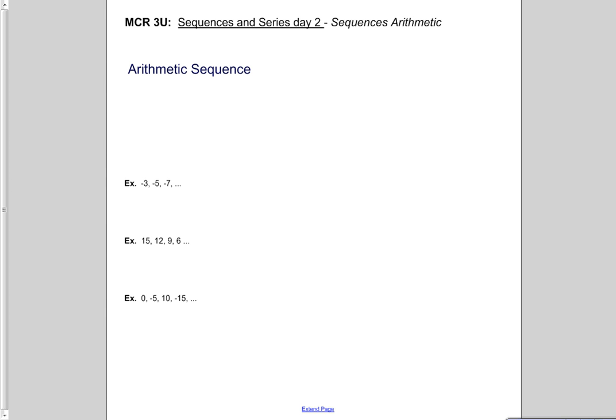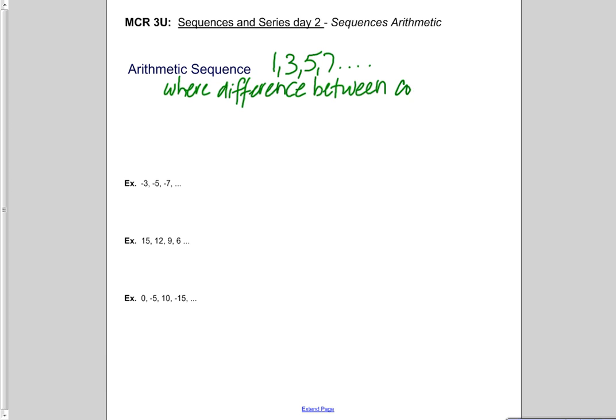Right, grade 11s, we're on our second day of sequences and series, and we're going to talk about arithmetic sequences. If you have a sequence such as 1, 3, 5, 7, and so on, where the difference between consecutive terms is constant, 2 in this case, you have an arithmetic sequence. The number added to one term to produce the next is called the common difference.